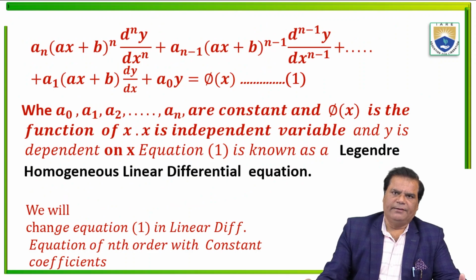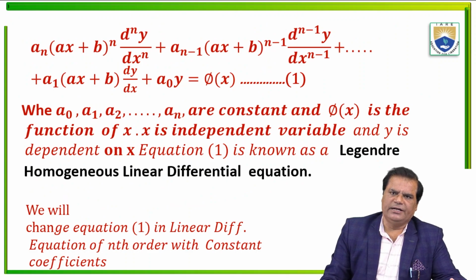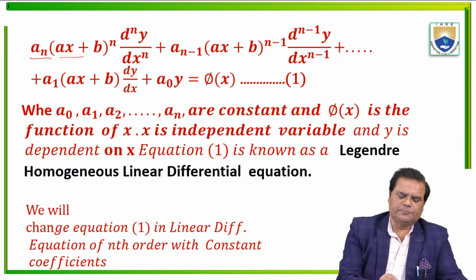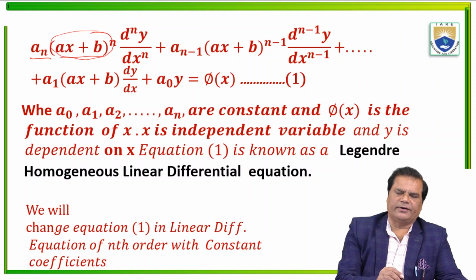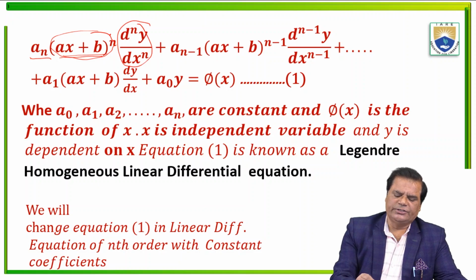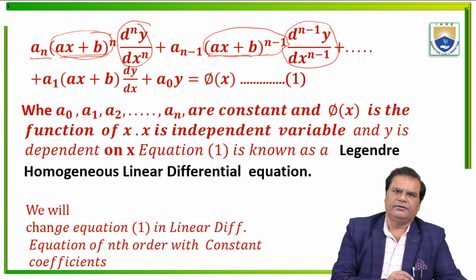Now again I am writing the same equation 1 which was discussed earlier. Here (ax plus b) to the power n is the linear equation of degree n, multiplied with the nth derivative. Next is the linear equation of power n minus 1, multiplied with the derivative of order n minus 1. Similarly, in each term, this property is verified.